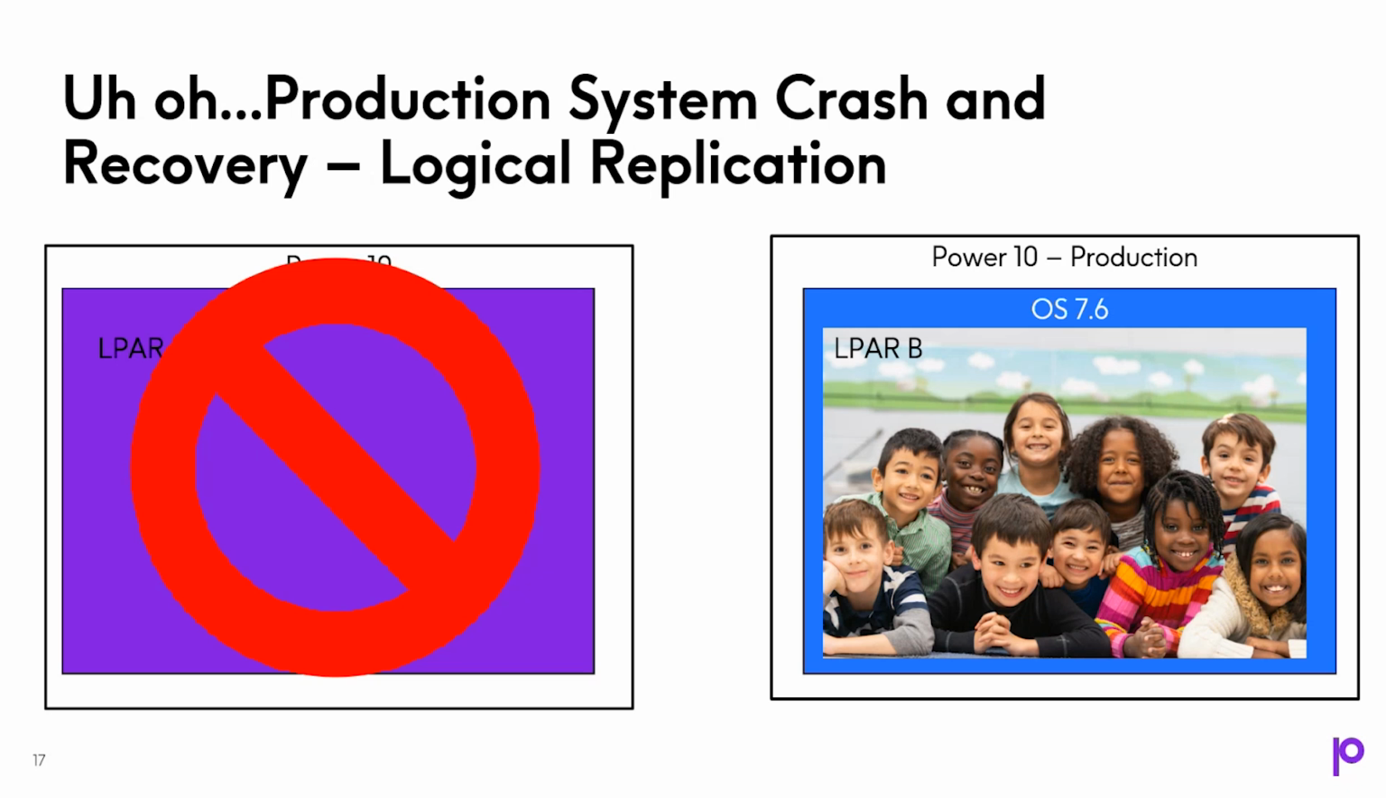So with logical replication, as I said, the system is already there. The image is intact. It's ready to go. So you just perform an unplanned switch over to it. And it's as simple as that. System on the left bad, system on the right good. So let's run on the good system.